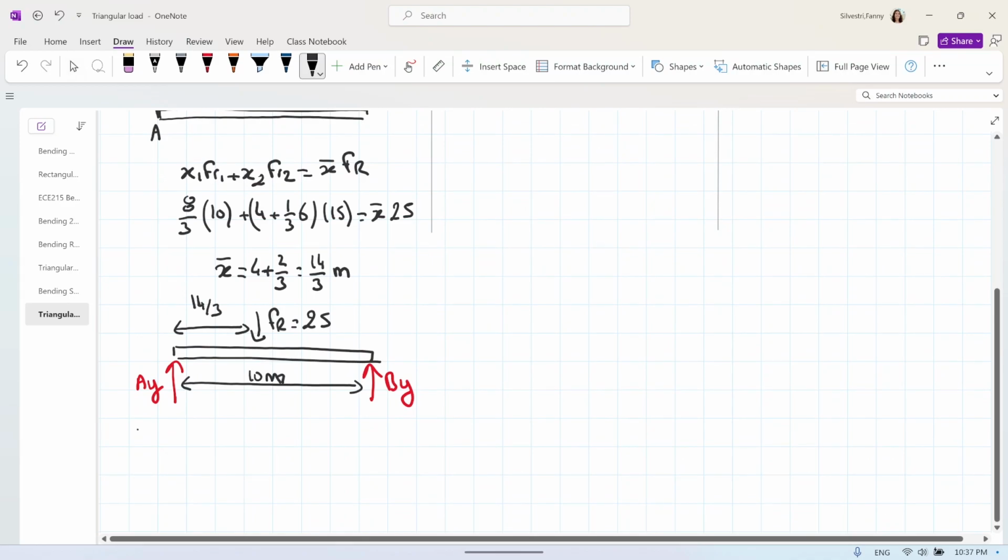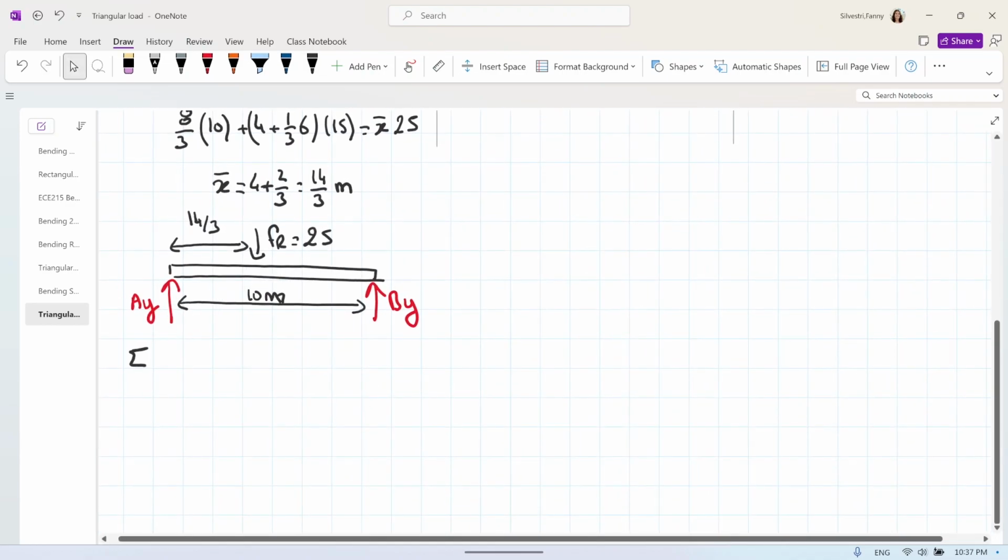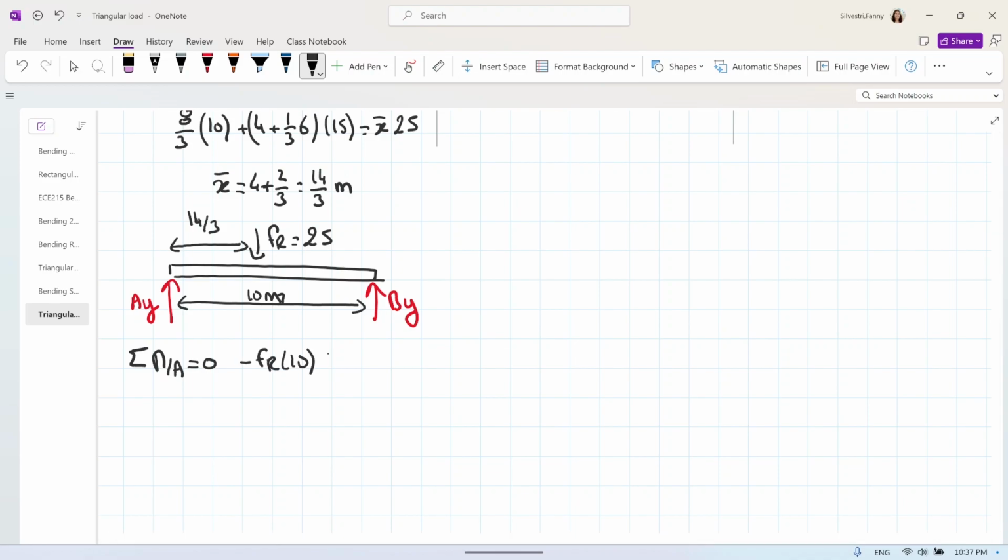So sum of the moment about A equals 0 gives us minus FR times 14/3, oops, not times 10, plus BY times 10 equals 0. And when you solve that, you get BY equal 11 plus 2/3. That is also 35/3.